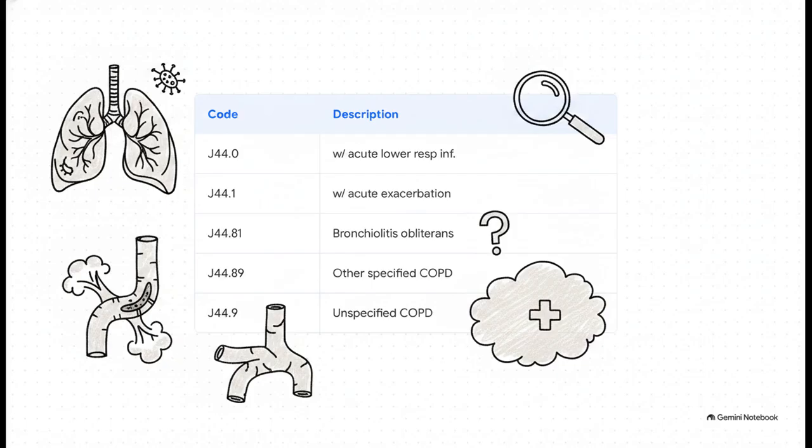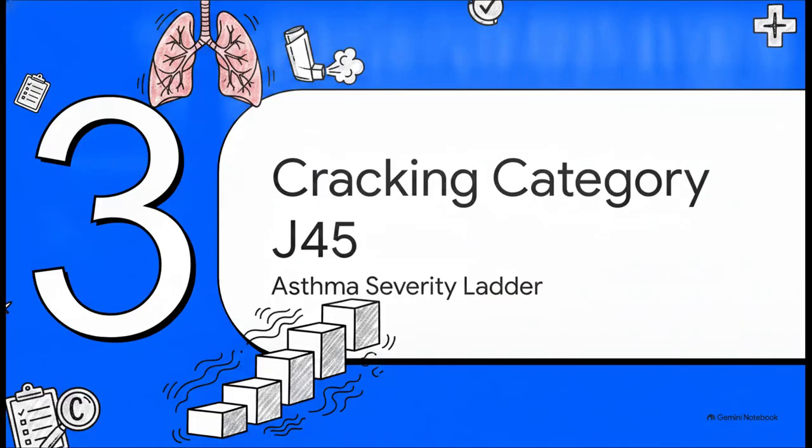When we look at the J44 family, we see codes built for very specific severities and situations. Notice how the system separates them out. We've got J44.0 for a lower respiratory infection, which is distinct from J44.1 for an acute exacerbation. Then we have specific codes for things like bronchiolitis obliterans and other specified COPD, all the way down to our fallback, which is J44.9 for unspecified. Your job as a coder is to scan that clinical documentation to find exactly which of these clues is driving the patient's encounter. Now let's shift gears and jump into category J45.